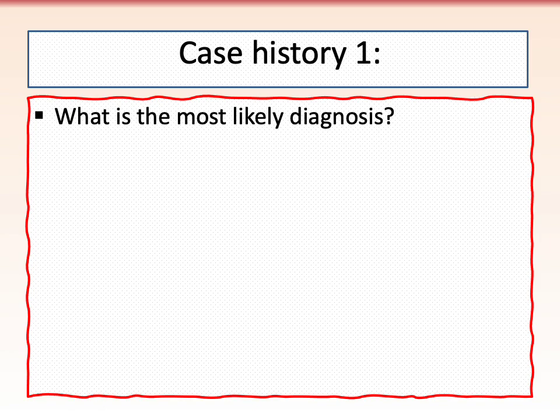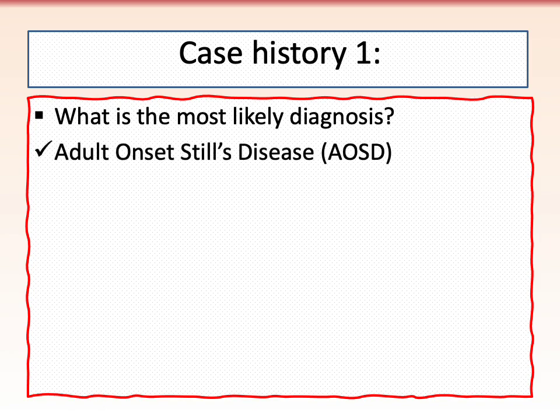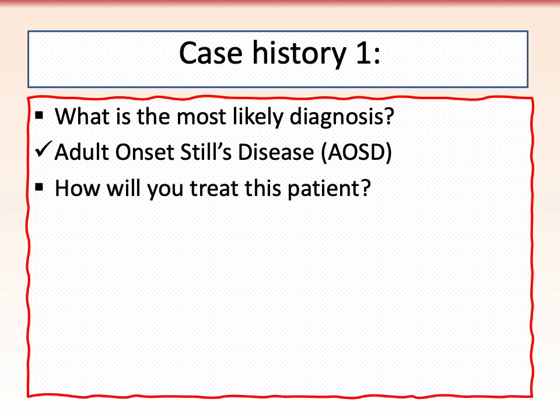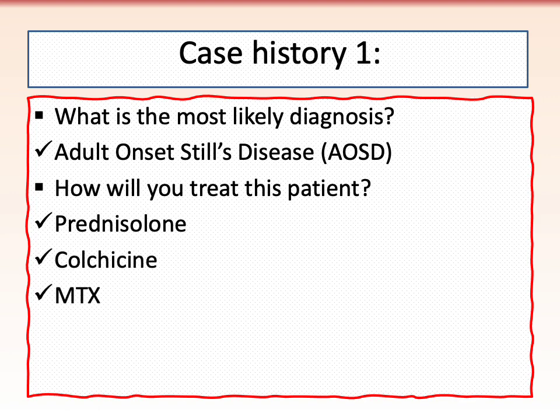Based on the above history, what is the most likely diagnosis? She was diagnosed with adult onset Still's disease. How will you treat this patient with adult onset Still's disease? She was initially commenced on prednisolone, which was switched to colchicine and methotrexate. In spite of the treatment, she was still having fever and getting recurrent joint flare-up. Therefore, she was later on switched to tocilizumab.